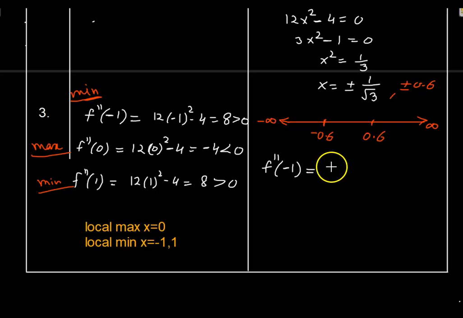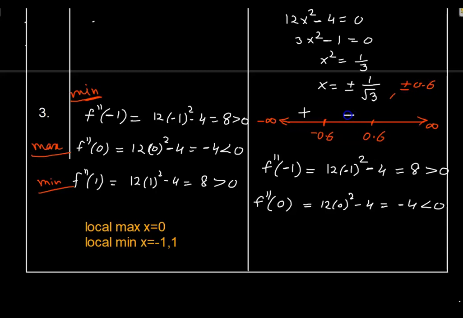So we are going to plug in negative 1 into the second derivative, 12x square minus 4. That gives us 8, a positive value. So we put a positive sign over there. For the middle interval from negative 0.6 to positive 0.6, we can test a 0, plug in x as 0, negative second derivative. So we put a negative sign over there. For the third interval, we can test a 1, positive 1. We get a positive result for that interval. We put a positive sign over there.